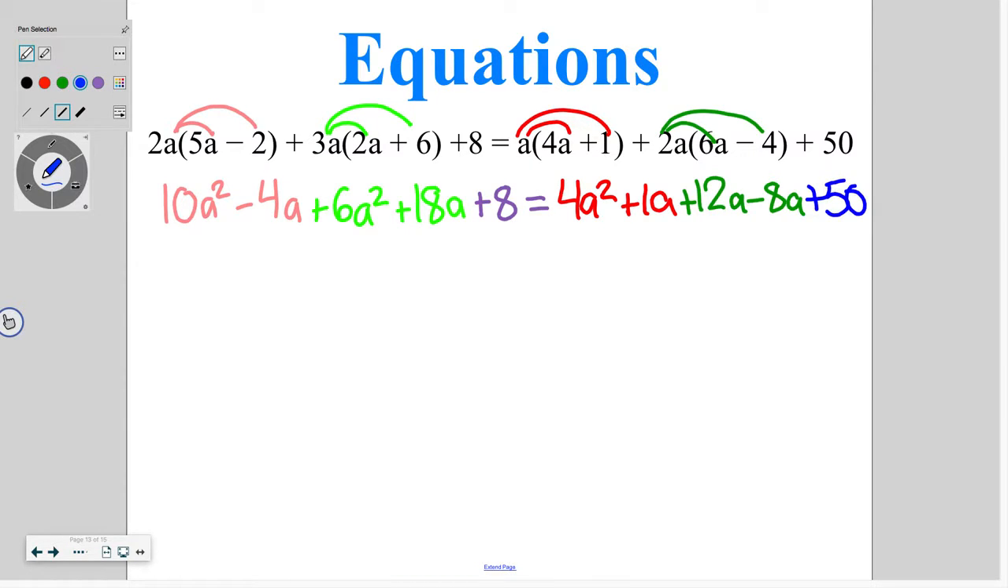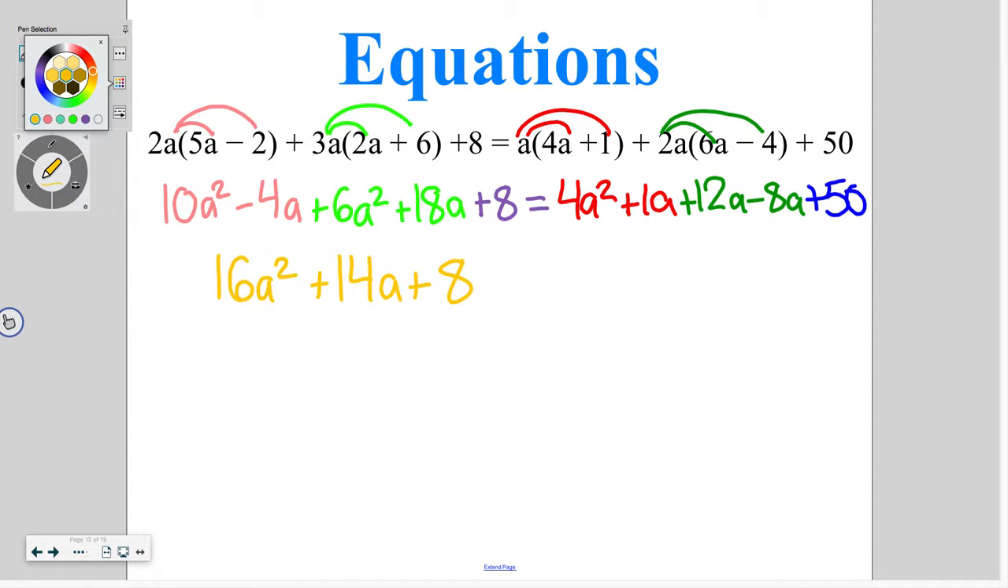Now, this is still a pretty long problem, so we're going to want to deal with one side at a time. I'm going to start with the left side first. So I'm looking for any like terms. And over here I've got 10a squareds and 6a squareds, which is going to give me a total of 16a squared. And then I've got negative 4a and 18a, which when I add those together is going to give me 14a. And then I have my plus 8. That can't be combined with anything. So all we did here was just simplify down our left side of the problem.